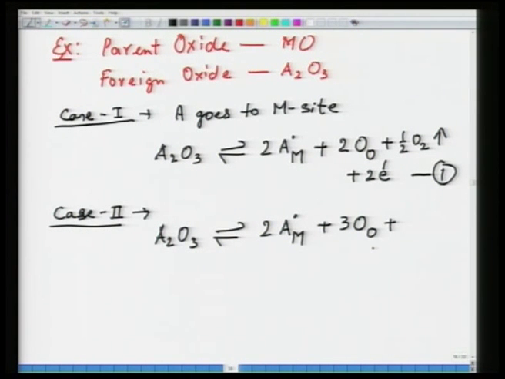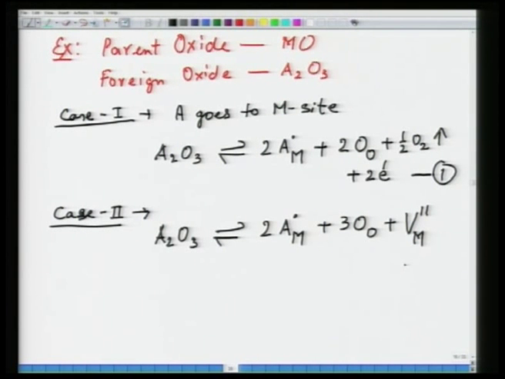So, mass balance is fine, but what about the site balance? Parent lattice has one M site for one O site. Now, here you have created 3 O sites. So, for three of these O sites you need to have 3 M sites, and you are filling only 2 of them, which means one of the metal sites will be vacant. So, you will have V_M having 2 negative charges. So, now this is balanced site and mass wise as well as charge wise.